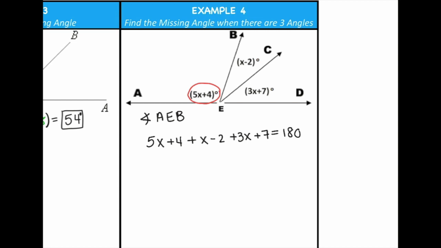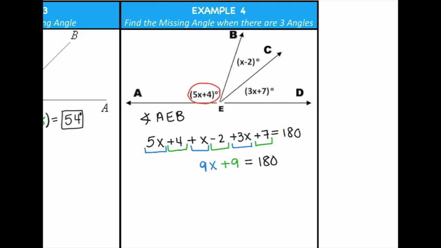So I'm going to go through and underline my like terms that have a variable in blue, and my like terms that don't have a variable, which are just the constants, I'm going to underline in green. Now I need to combine these like terms, so 5x plus x plus 3x is 9x, and now I'm going to combine the constants. So 4 minus 2 plus 7 is positive 9. Now all of this needs to equal 180 degrees.